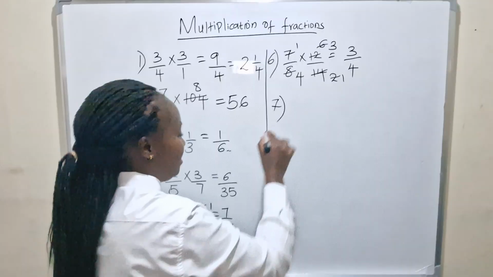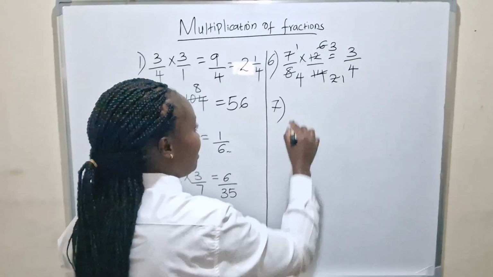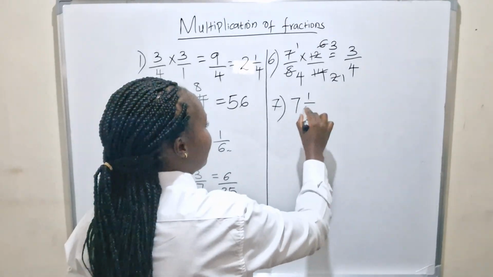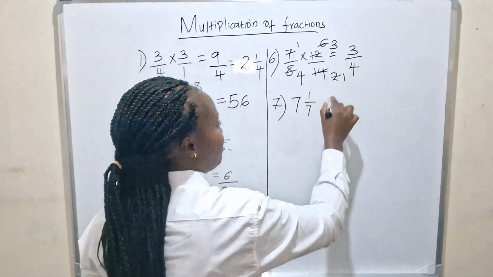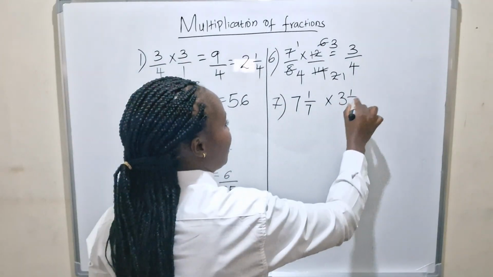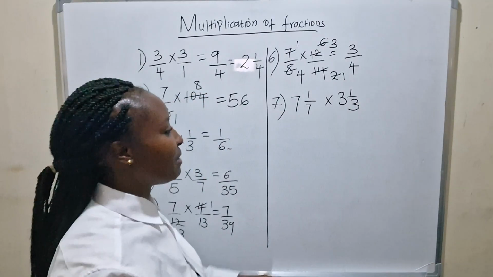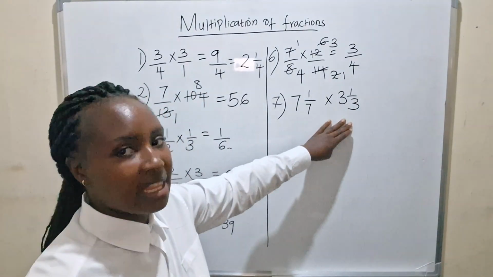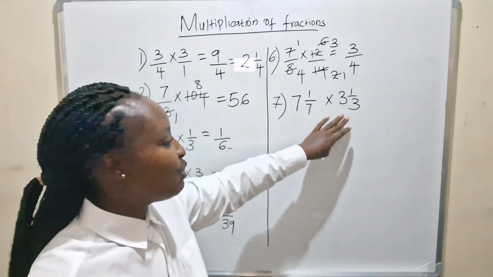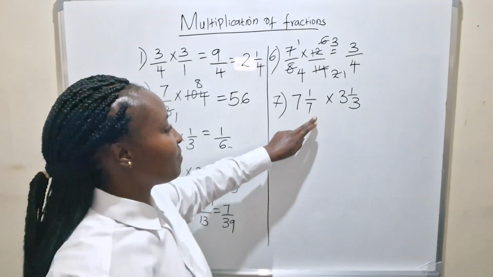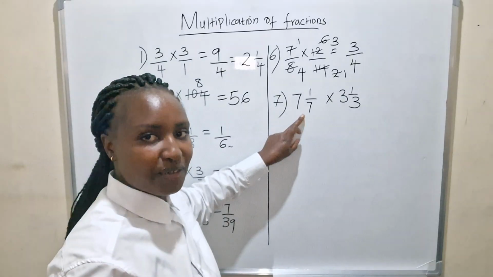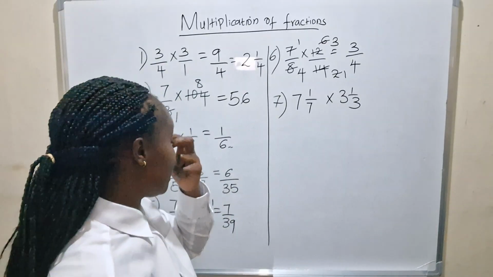Example 7. We have 7 whole and 1 over 7. Let's see how we do these mixed fractions. You multiply by 3 whole and 1 over 3. You cannot multiply these sums when they are mixed. You have to convert it to improper fraction. How do you do that?